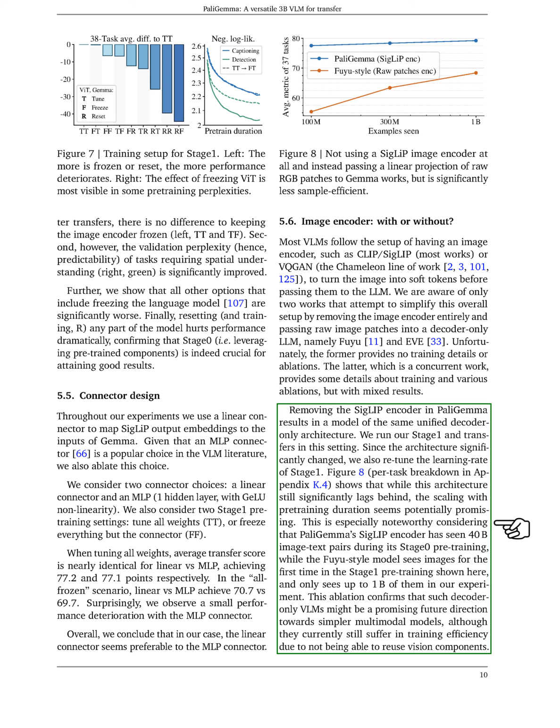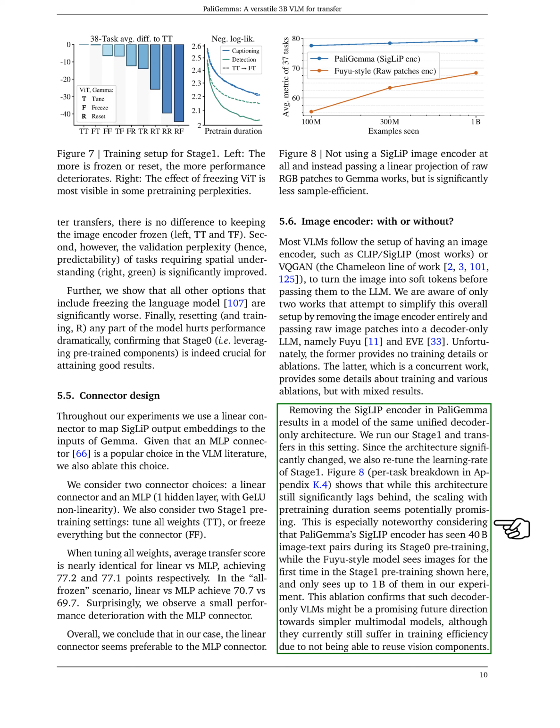By removing the SigLIP encoder in PaliGemma, we create a unified decoder-only model. We conduct our Stage 1 and transfers using this configuration. Despite significant changes in the architecture, we adjust the learning rate for Stage 1. Although this architecture still lags behind, the performance improvement with longer pre-training duration shows promise.